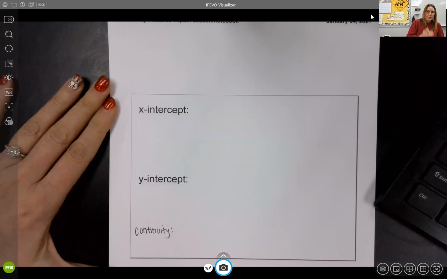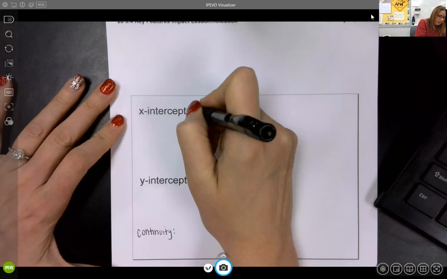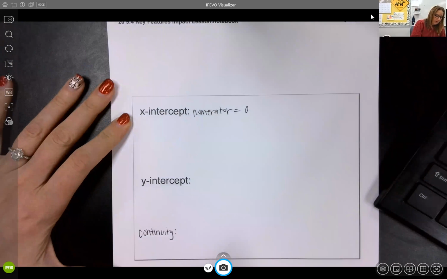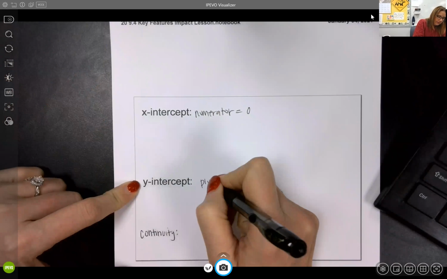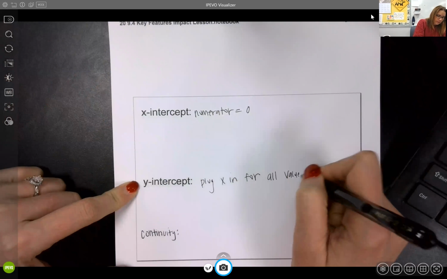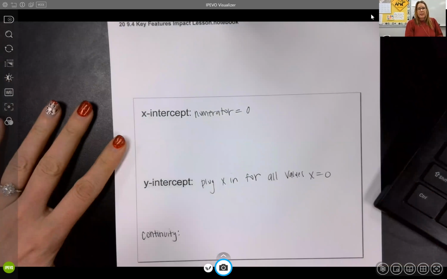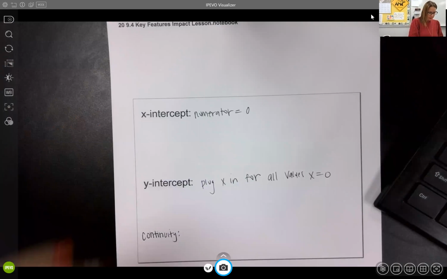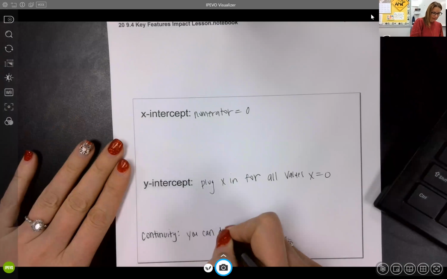We have a couple more things that we have to learn about a graph. The x-intercept is where the numerator equals 0. Then solve. Sometimes you have to factor. The y-intercept is where I plug in x equals 0. Continuous, we're not really going to have to worry about this on these graphs, because I can draw the graph without picking up my pencil. So these are going to be continuous if you can draw the graph without lifting your pencil.